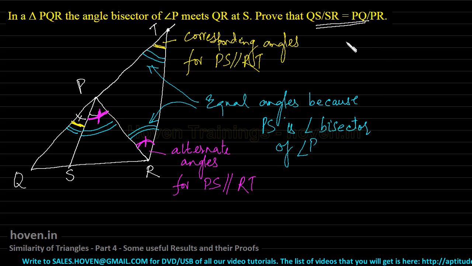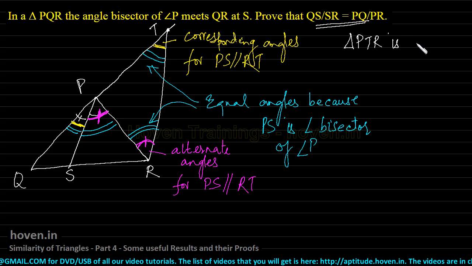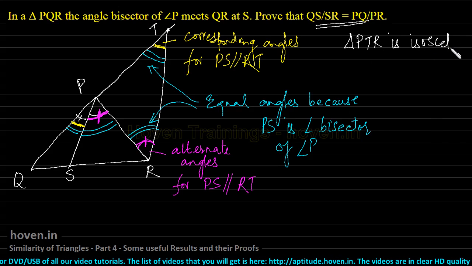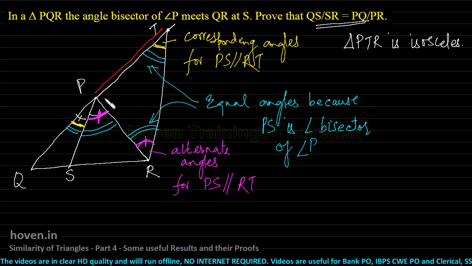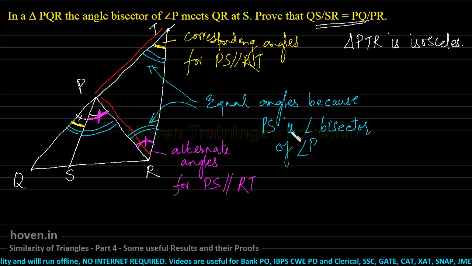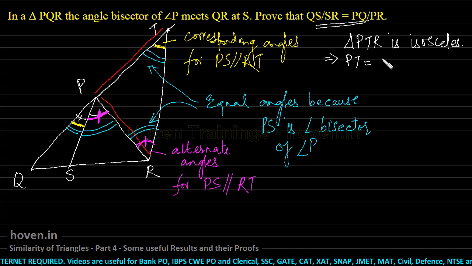So we can say that triangle PTR is isosceles. Triangle PTR should be isosceles because these two angles are equal. And if these two angles are equal, then the sides opposite to these angles should also be equal to each other. We can see that this side will be equal to this side. So we can write, which implies PT is equal to PR.